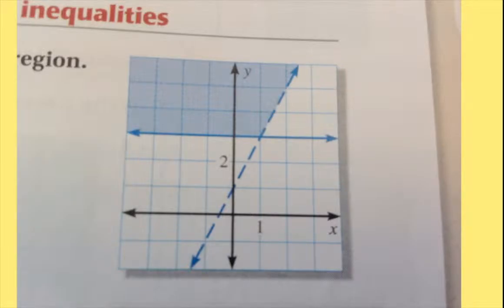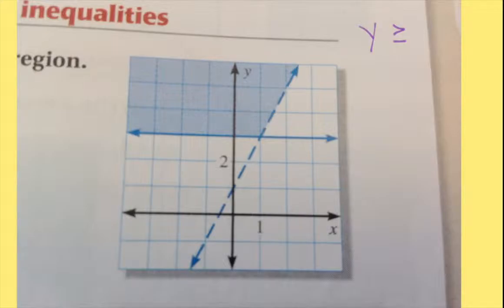So if we look at the horizontal one, that will be the easier of the two. Remember that horizontal lines are a y equals situation. So we know that we're going to be starting with a y equals or greater than or equal to or less than or equal to. Now, since the area is above the line, we want y is greater than, because we want the points above that line. And since it's a solid line, we want greater than or equal to.